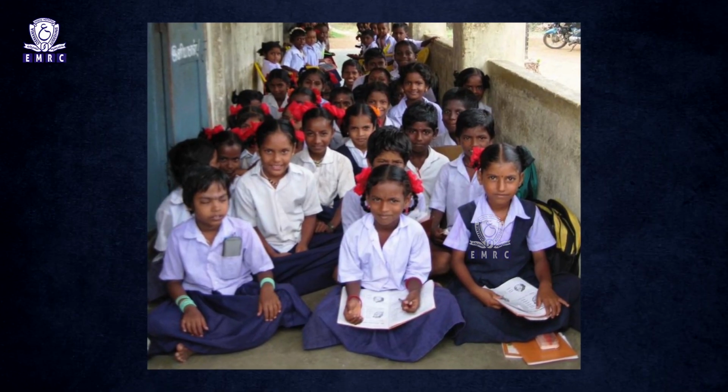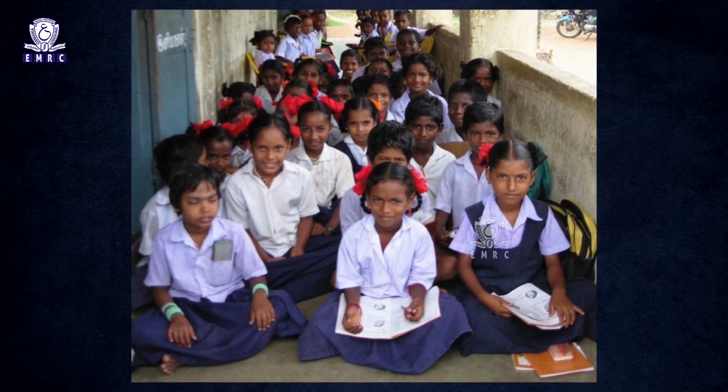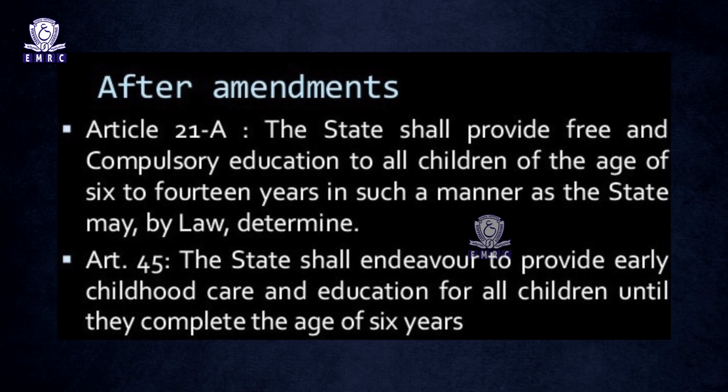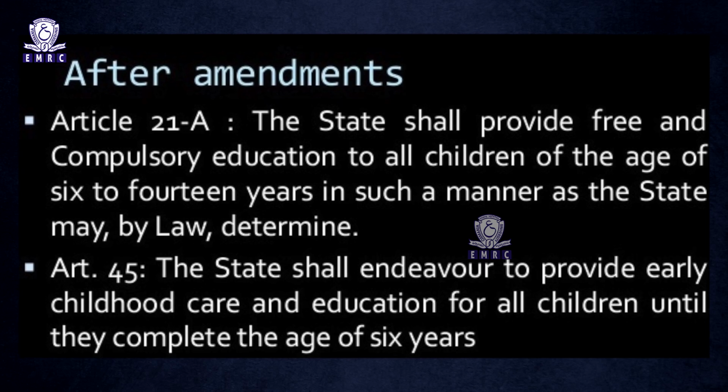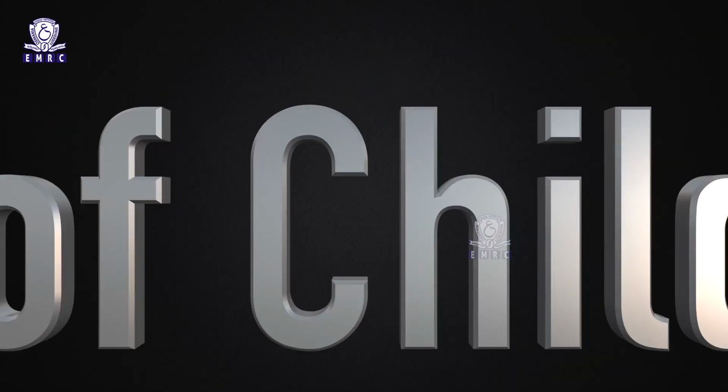The Constitution also envisioned that India shall provide infrastructure and resources for free and compulsory education to all children of the age 6 to 14 years. This is according to Article 21A and Article 45 of the Indian Constitution.